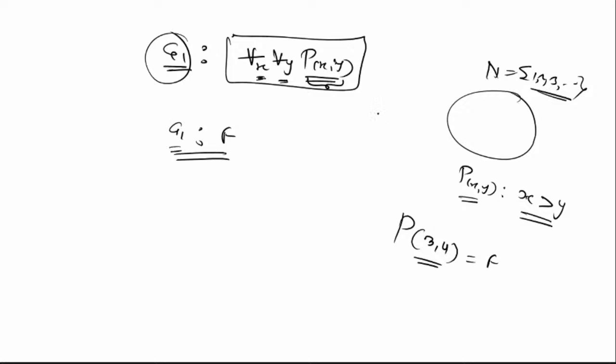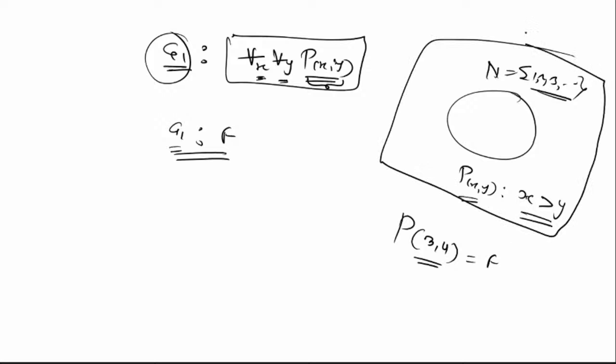But remember, the truth value of g1 is false only in this environment. This is the environment I have given to you. We will call it environment e1. In this environment, g1 is becoming false. I can give you a different environment in which g1 can become true. Let's take environment e2.